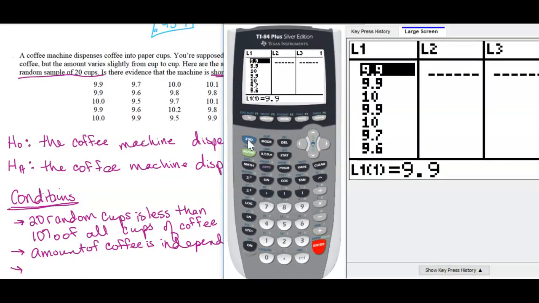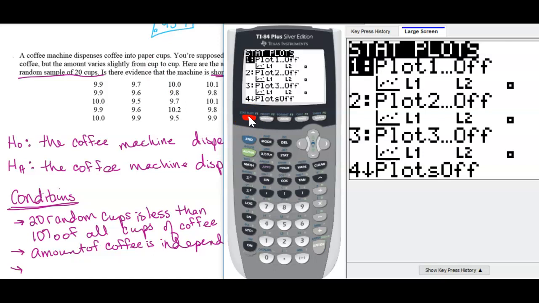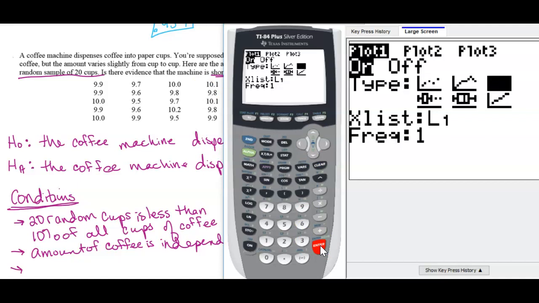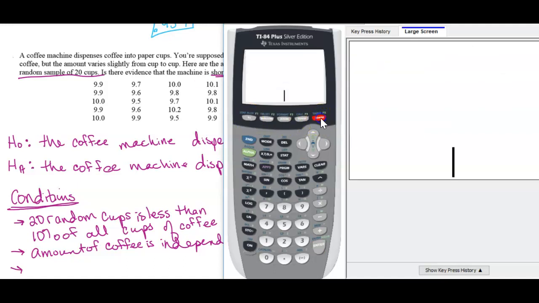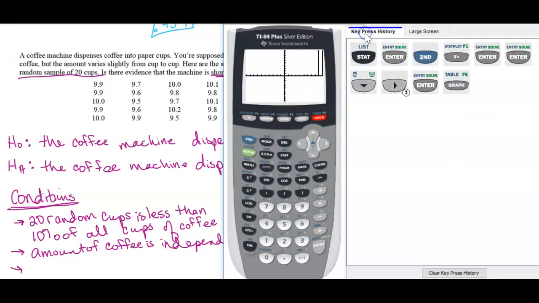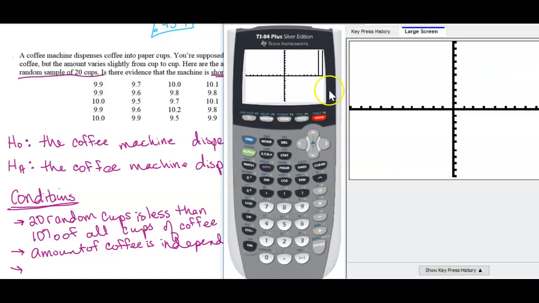So to look at the graph, we're going to hit second, Y equals. We're going to turn the plot on. And we want it to be a histogram. Okay. And then we're going to graph it. Hit the graph button right here. Okay. So you can't see anything. So, well, let's first make sure you have this. So here's the key press history. Kind of goes in order of what you do. It's kind of weird looking though. I think most of you will just rewind the video.